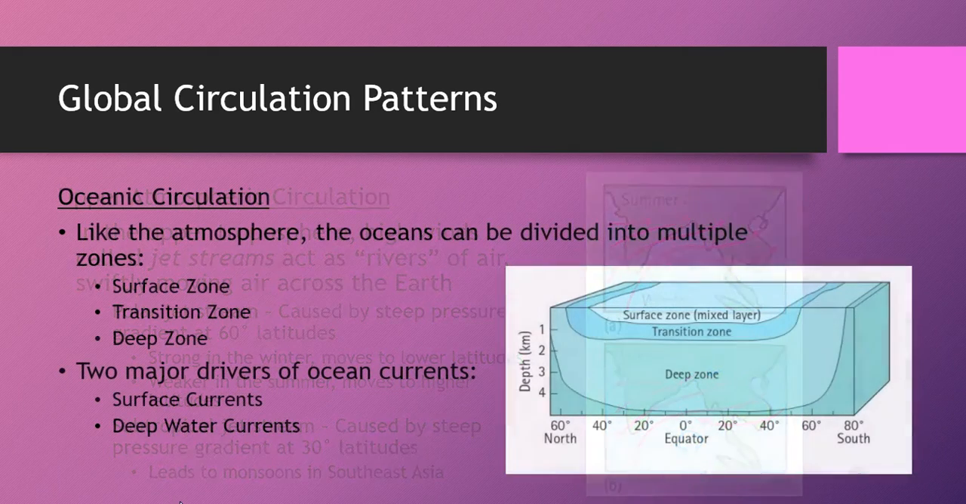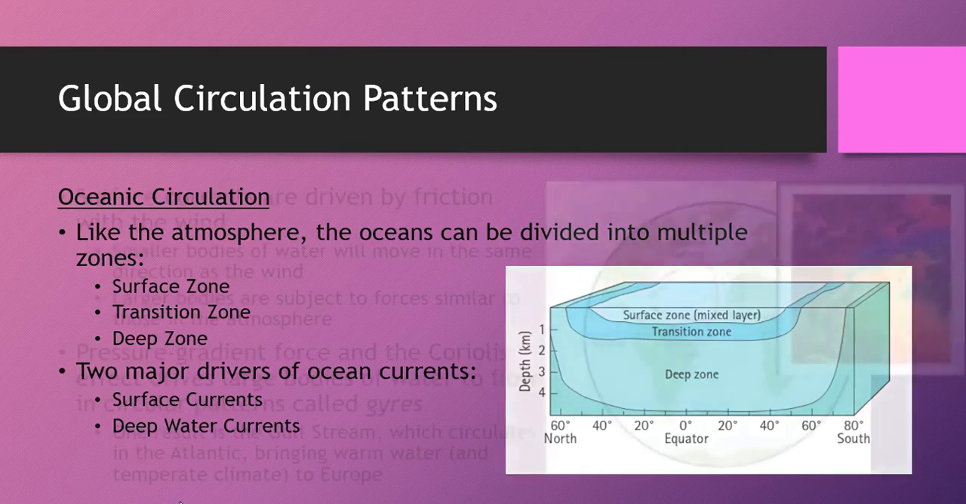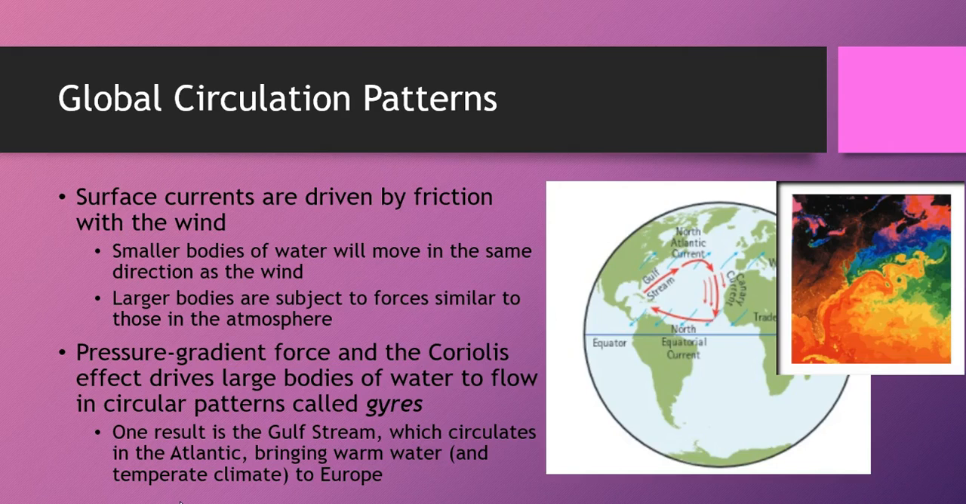In the water, like the atmosphere, we can divide the oceans into multiple different zones. We have a surface zone, a transition zone, and a deep zone. And there are two major drivers of ocean currents in the water: surface currents and deep water currents. Surface currents are driven by friction with the wind. Smaller bodies of water will move with the direction of the wind. Larger bodies of water will move with the direction of the wind as well.